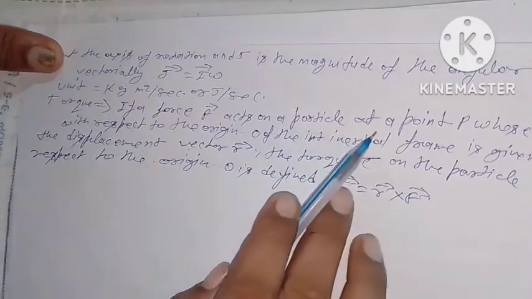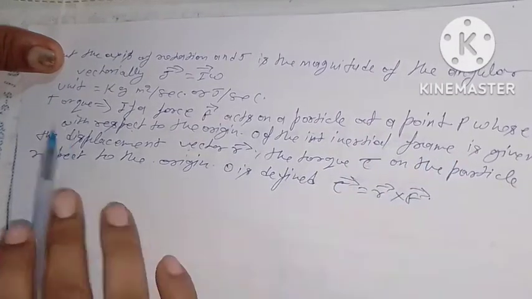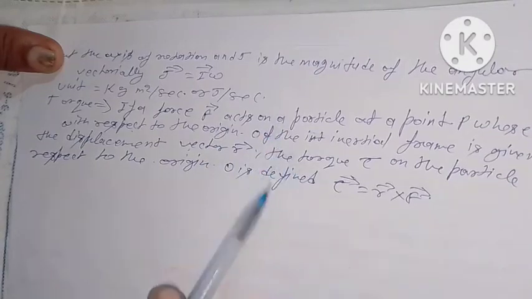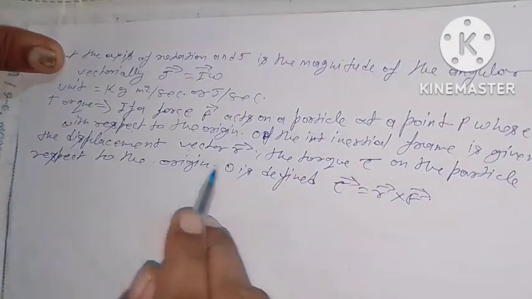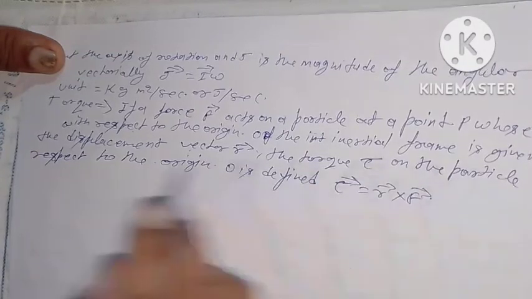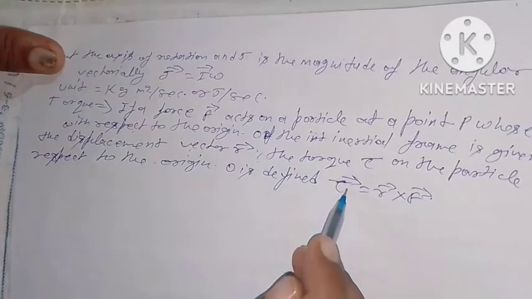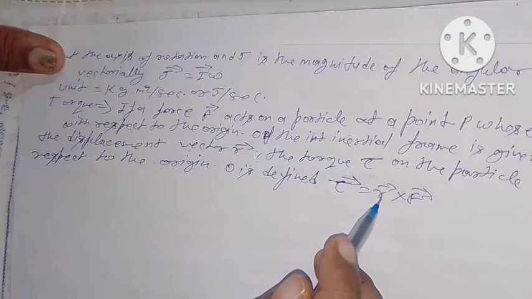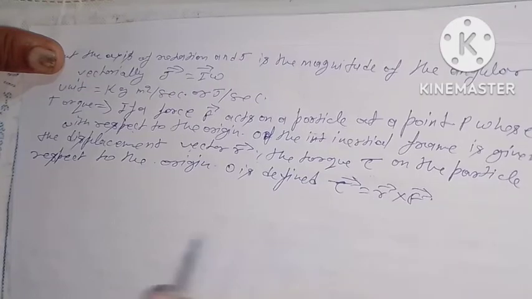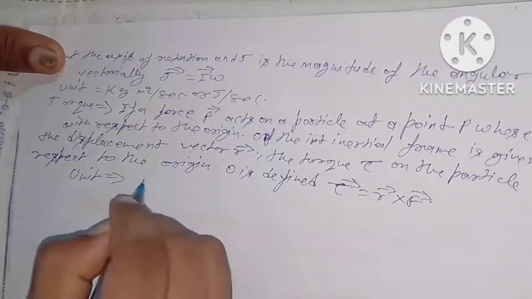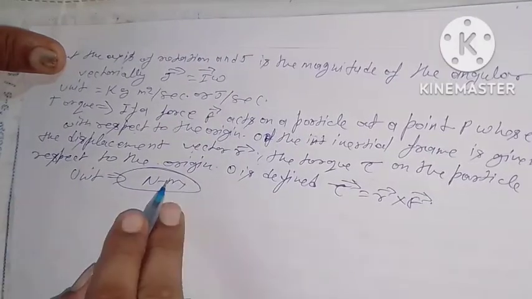If a force F acts on a particle at a point P whose position with respect to the origin O of the inertial frame is given by the displacement vector r, the torque tau on the particle with respect to the origin O is defined as tau equal to vector r cross vector F. Torque is a vector quantity, directed normal to the plane formed by vector r and vector F, and the sense is given by the right hand rule for the cross product of two vectors. The unit of torque is Newton meter.